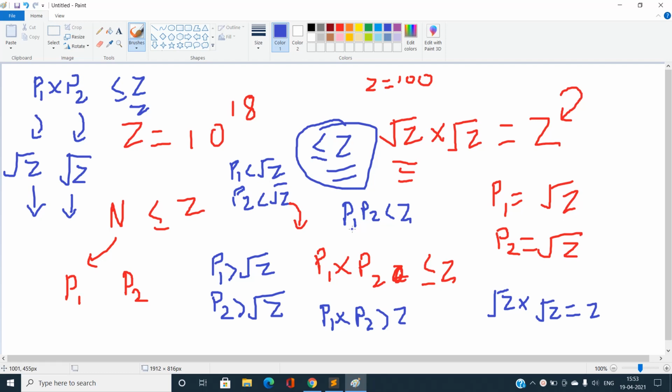Okay, so this gives us the idea that we should iterate around this root Z value, that is root Z plus something constant and root Z minus something constant. So what is this constant value?